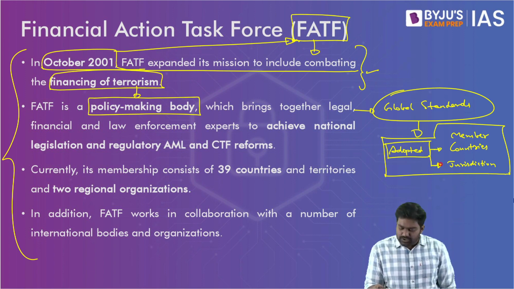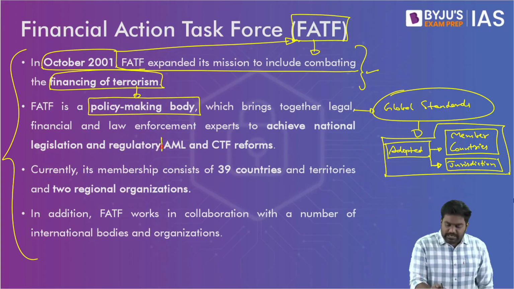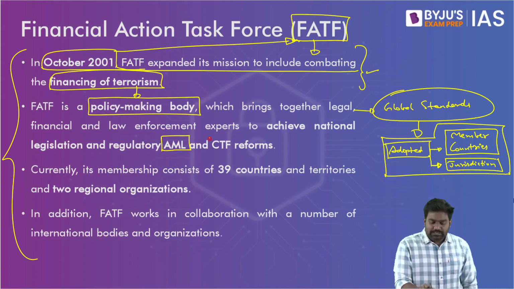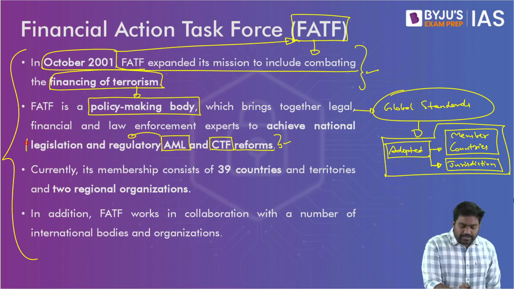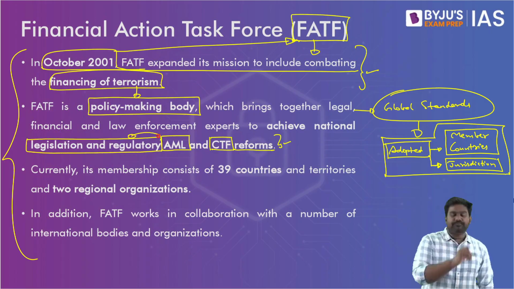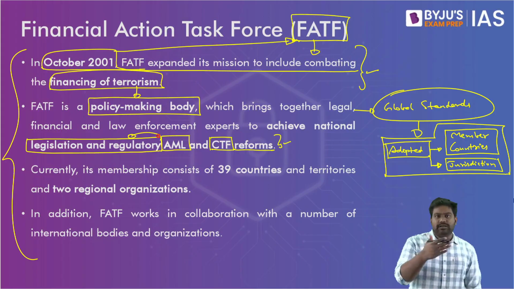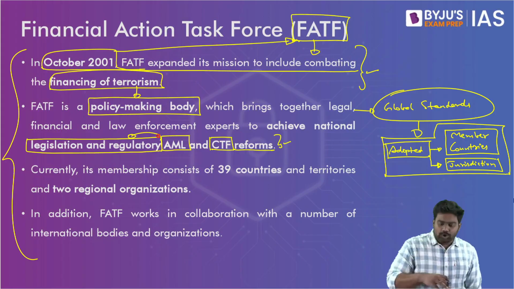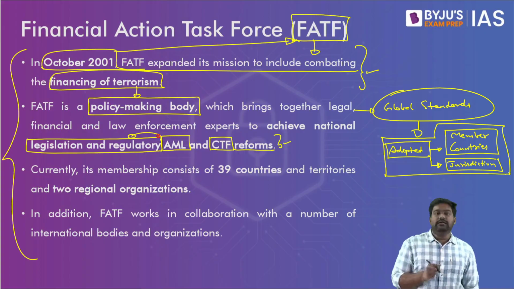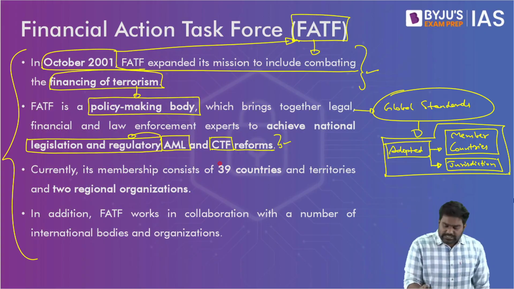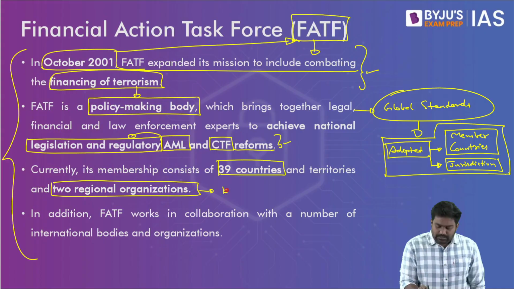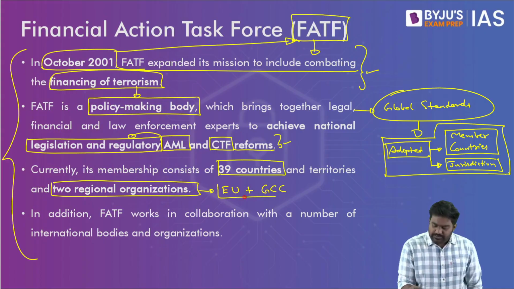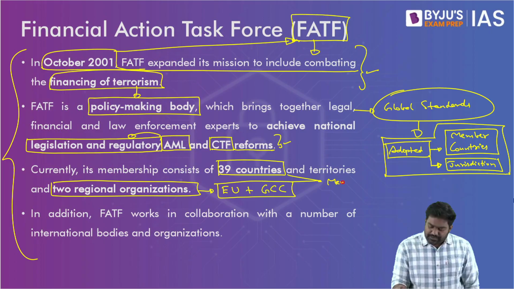Every jurisdiction in the world is obligated to follow these global standards against money laundering. AML is anti-money laundering measures. CTF is counter-terror financing measures. They have to be adopted into your national laws and regulations. Every country will have their own laws and regulations, right? So you have to adopt these global standards into your national legal and regulatory framework. There are 39 countries and 2 regional organizations, the European Union and the Gulf Cooperation Council, which are the members of FATF.